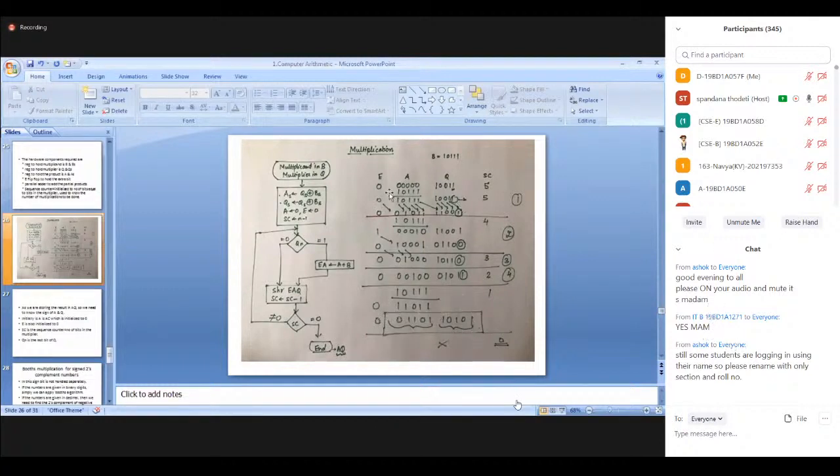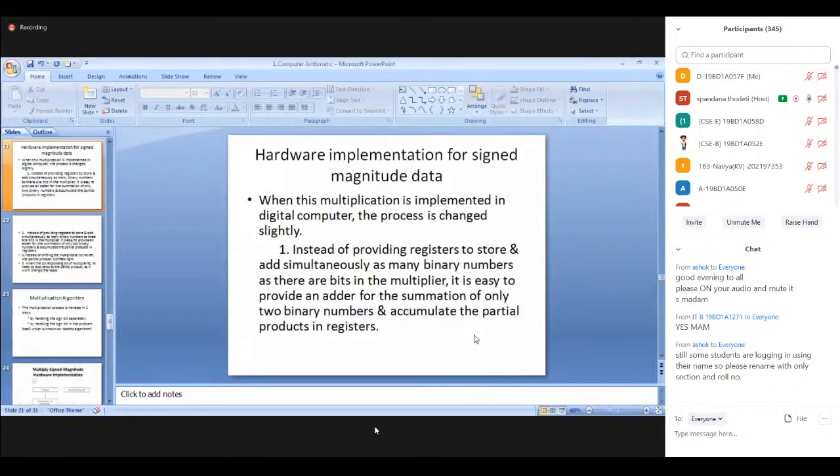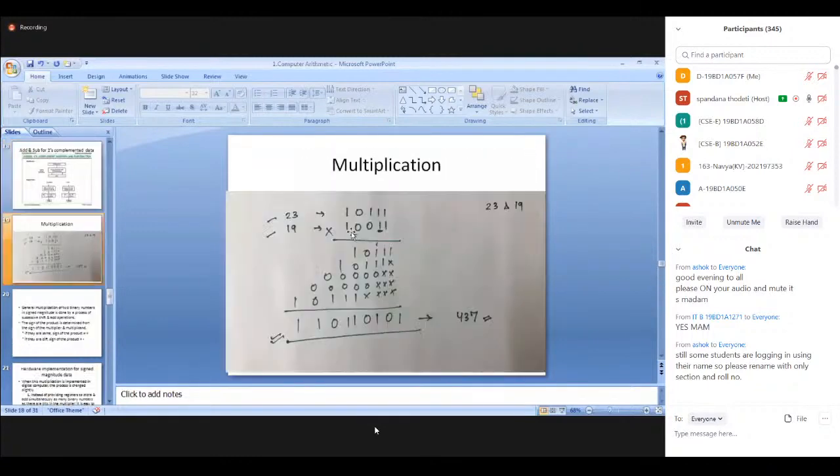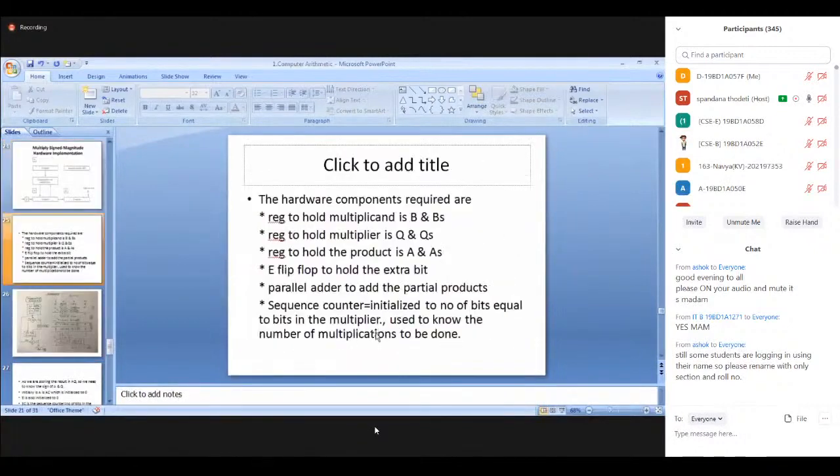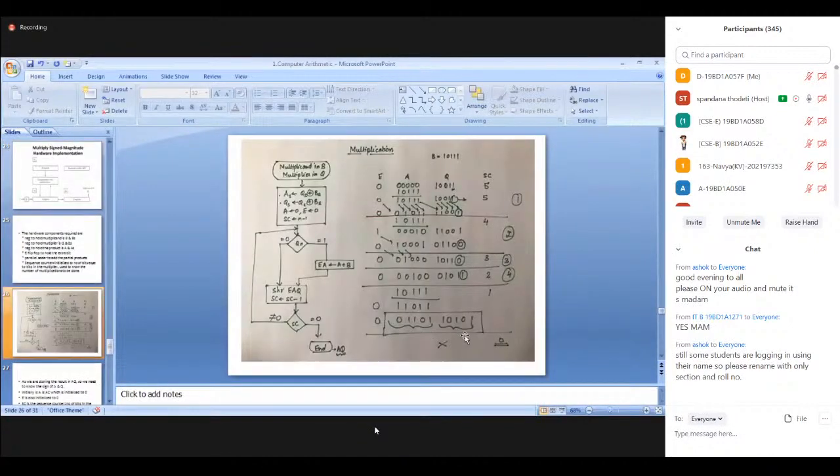That is, the multiplication of 10111 and 10011 is equal to 01101 10101. When you see this, what is the result? 10111 into 10011. When you multiply these two, what you got? 01101 10101. You got the same here. Clear? So this is the way to perform multiplication operation on signed magnitude data.